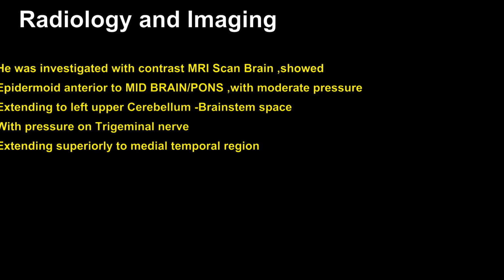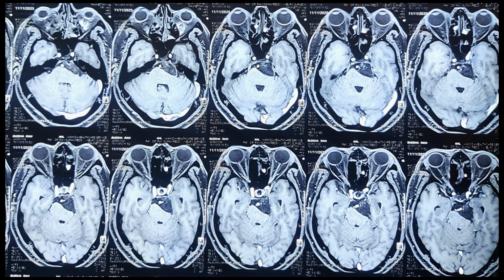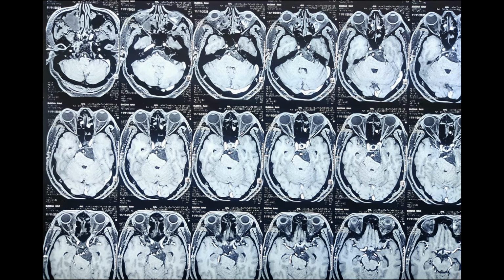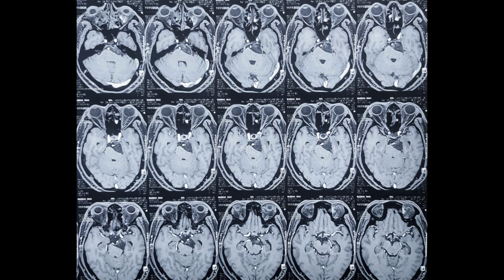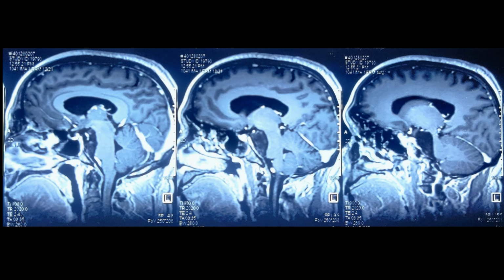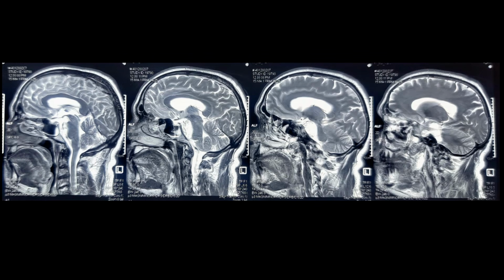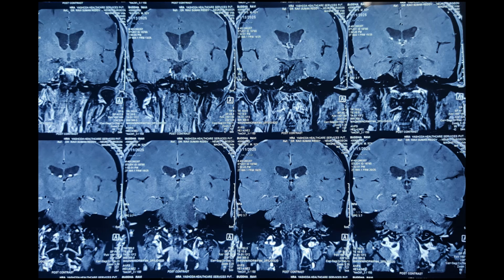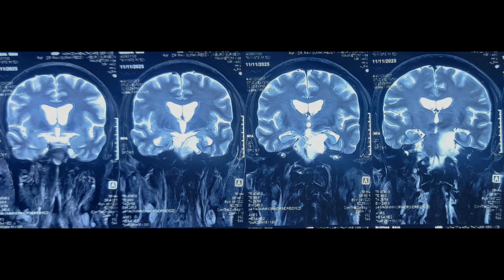With this, he was investigated with contrast MRI scan brain, which showed an epidermoid anterior to the midbrain and pons with moderate pressure, extending up to the medial temporal region superiorly and up to the anterior lateral cerebellopontine angle space, with significant pressure on the trigeminal nerve and extending down up to the lower part of the pons, involving the 7th, 8th nerves complex, as shown in these axial, sagittal, and coronal images.